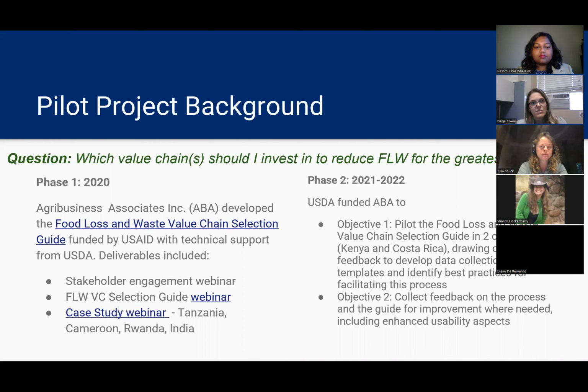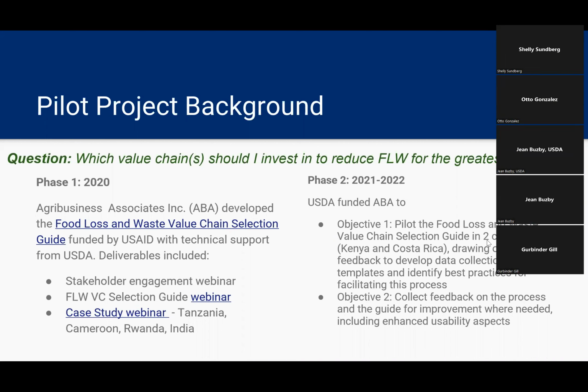This guide is a user-friendly toolkit to identify and assess high-impact opportunities to reduce post-harvest food loss and waste along the value chain. Doing so allows for greater and more targeted interventions and investment in a value chain to mitigate the loss exactly where it's happening.